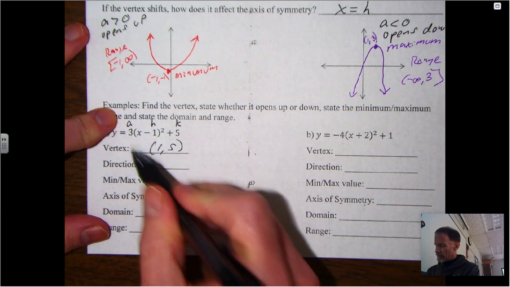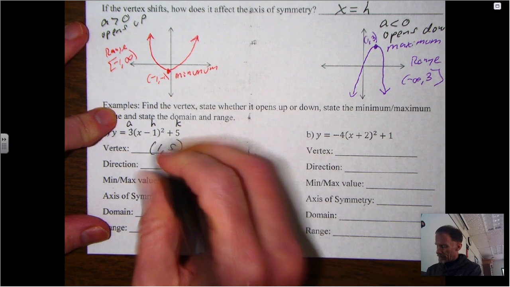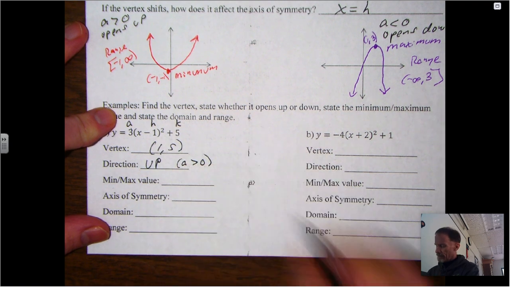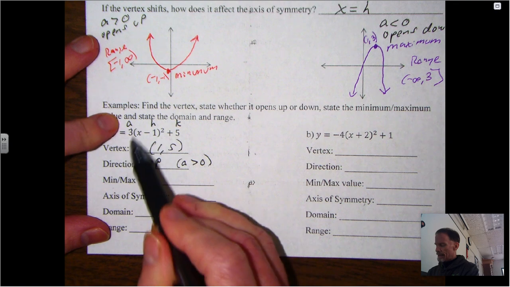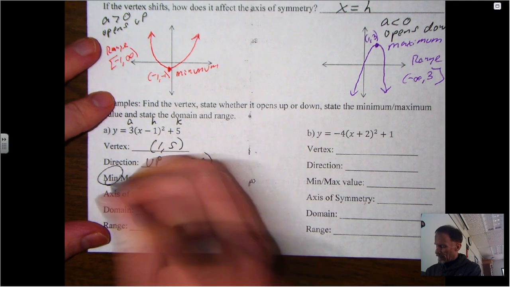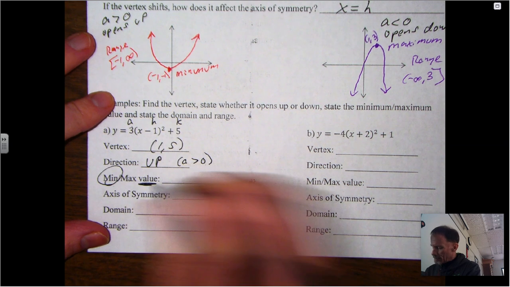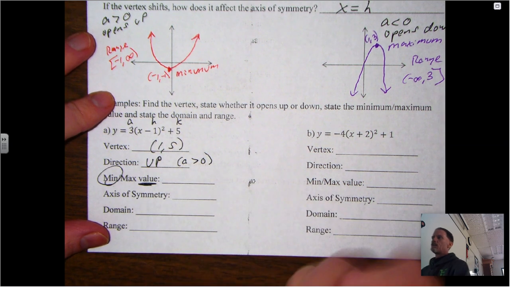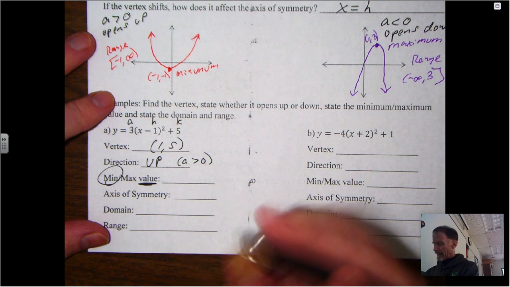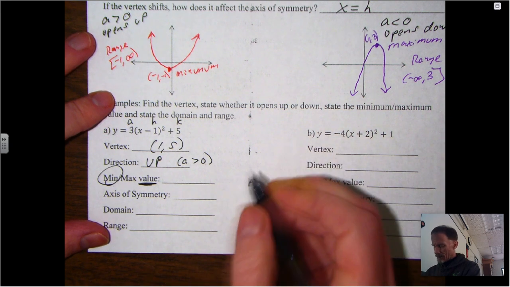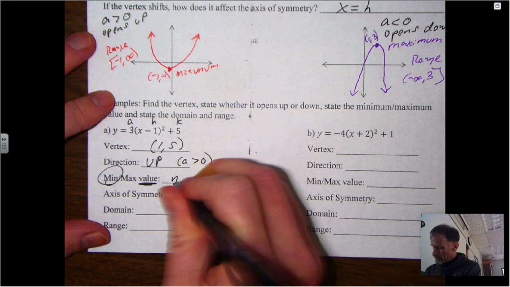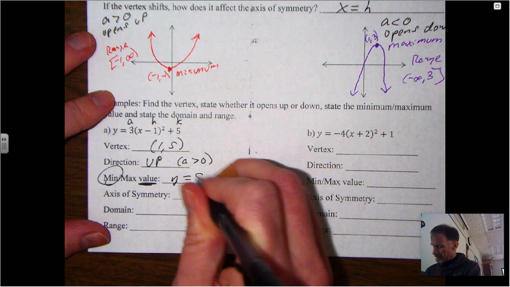Since a is greater than 0, it's positive, then it's going to open up. It's going to be a minimum. So again, opening up, minimum value. But the key word here is value. If you ever get a question that says, what is the minimum value of the parabola or of the quadratic? It is talking about the y value only. Okay, so the minimum value would be at y equals 5.